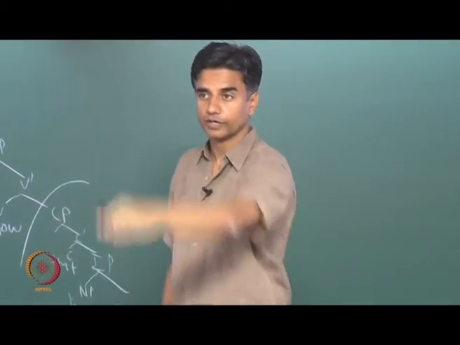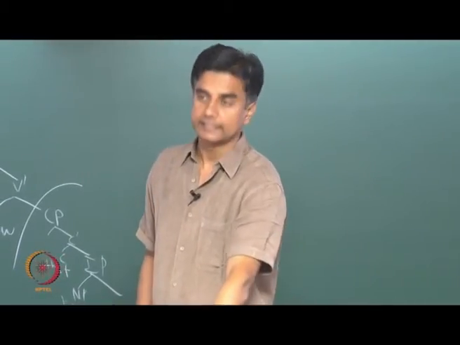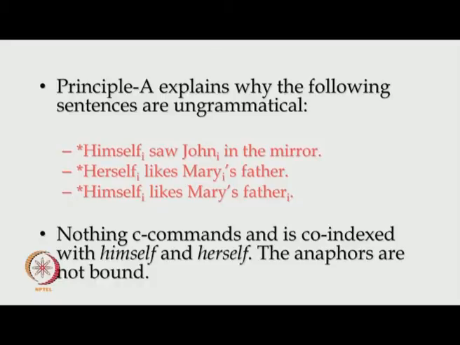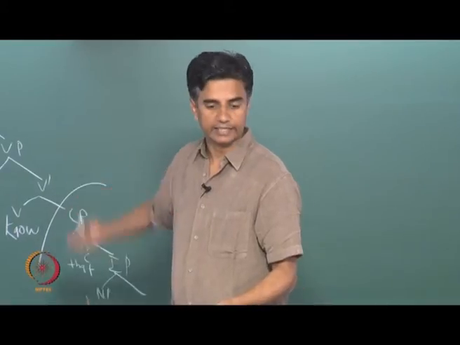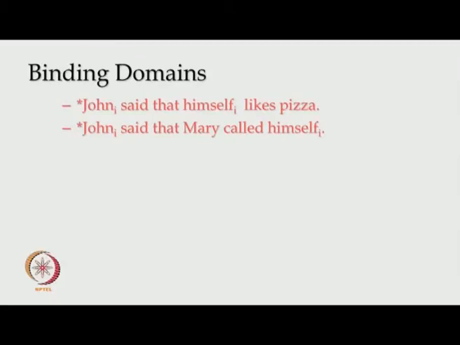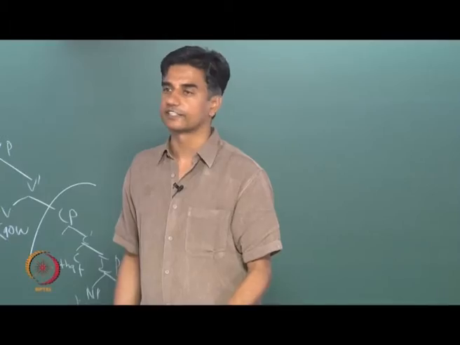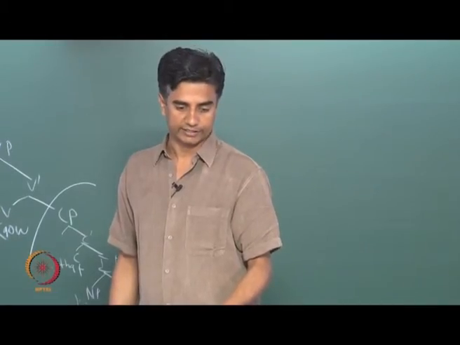Here is the sentence you were talking about. Mary's father likes himself. Something like that in third. Mary's father likes himself will be fine, but himself likes Mary's father is not good because of the obvious reasons that I have just explained to you. And this is the point that I raised, that John said that himself likes pizza is not good because it's not in the C commanding domain. John said that Mary called himself is not good again because the antecedent doesn't C command the reflexive, they are not in the same domain.